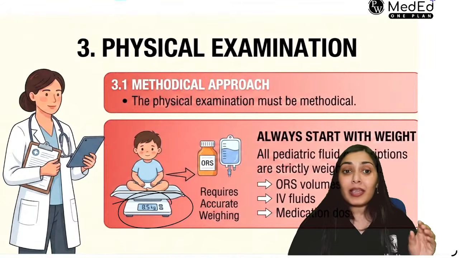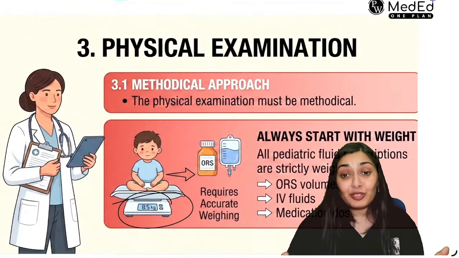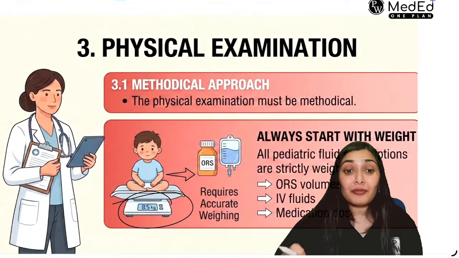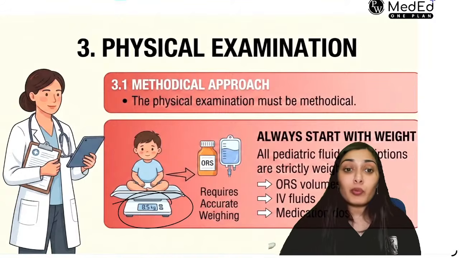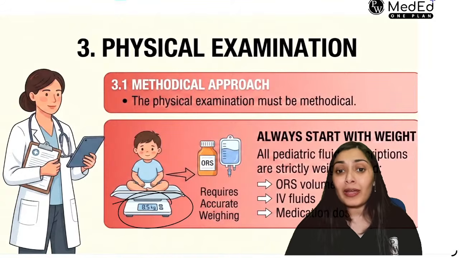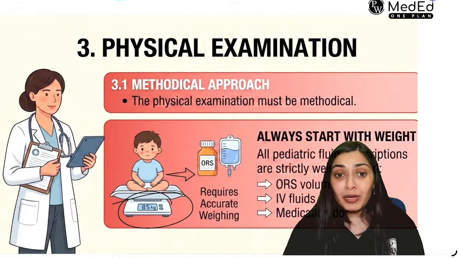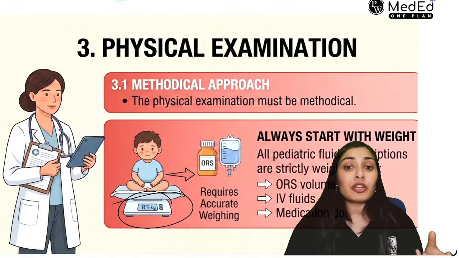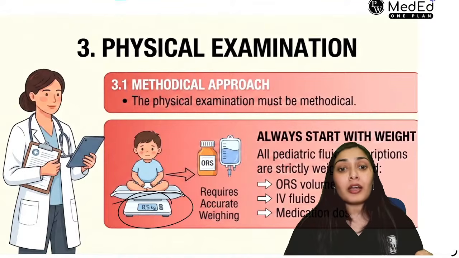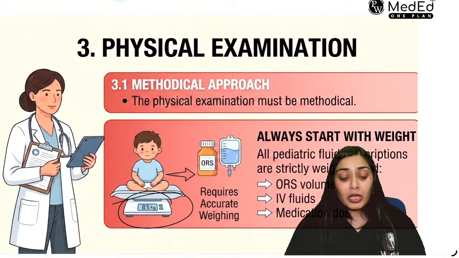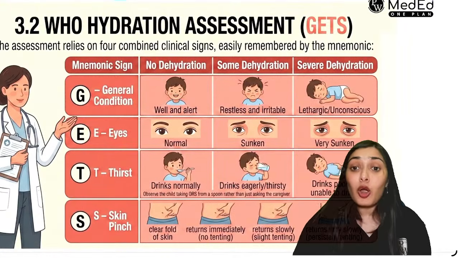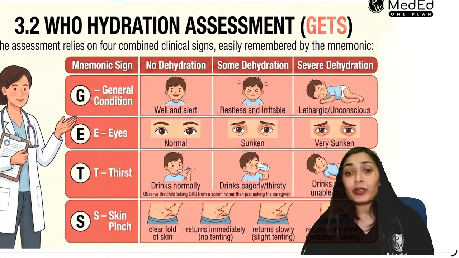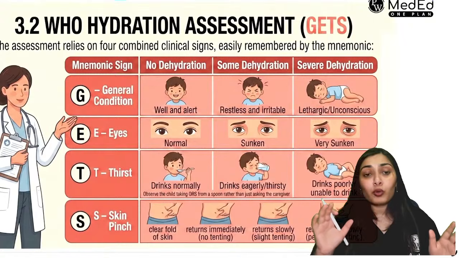Unlike adults, here in pediatrics, we do a lot of maths. We give the dosages on the basis of weight. Also, the fluids that I am going to give would require weight, right? So whether you are prescribing ORS, IV fluids, or medication, you need the weight of the child. So always start with the weight, right? Always start with the weight. Then you go towards dehydration assessment. And how do we assess the dehydration? Look at this, how we are going to go towards that.